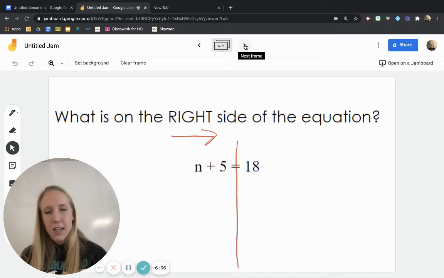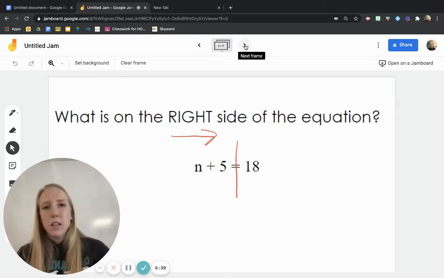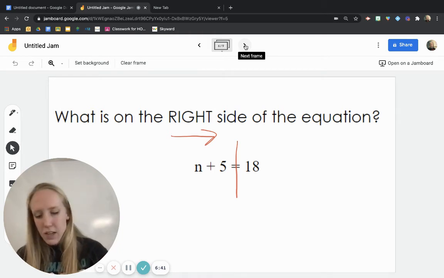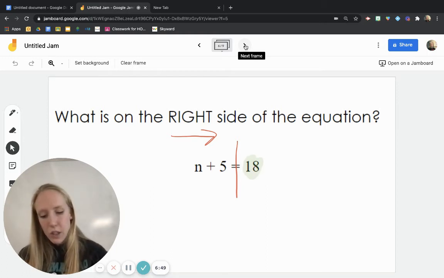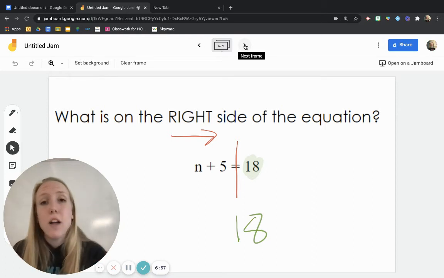If this was a fence, if the equal sign made a fence right through that equation, what would be on the right side of it? It would be that 18. So what is on the right side of this equation is 18. Okay, so now we know how to tell the different sides of an equation apart.